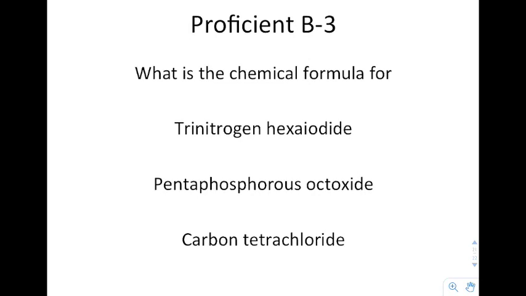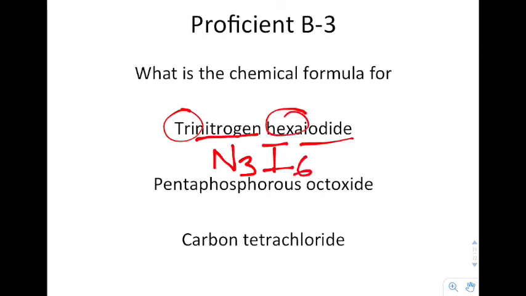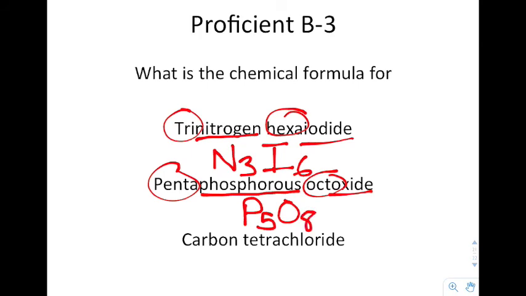It says what is the chemical formula for trinitrogen hexaiodide? So you look at trinitrogen, you'd say nitrogen is an N, tri means 3, iodide means I, hexa means 6, so N3I6. For pentaphosphorus octaoxide, you say, okay, I've got phosphorus, that's a P, penta means 5, oxide means O, octa means 8. And for the last one, you see carbon tetrachloride. Carbon is C. There's no prefix, so that's just a 1. Chloride is Cl. Tetra means 4. So CCl4.